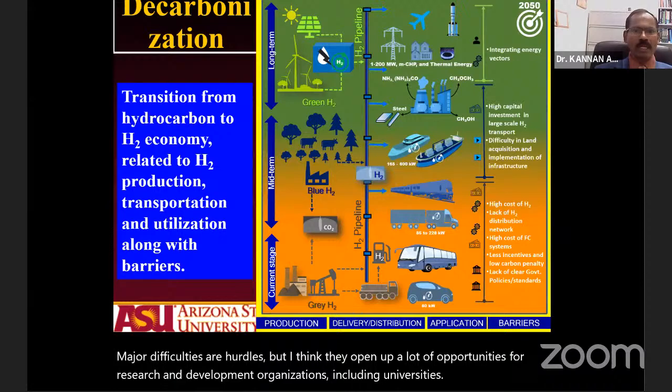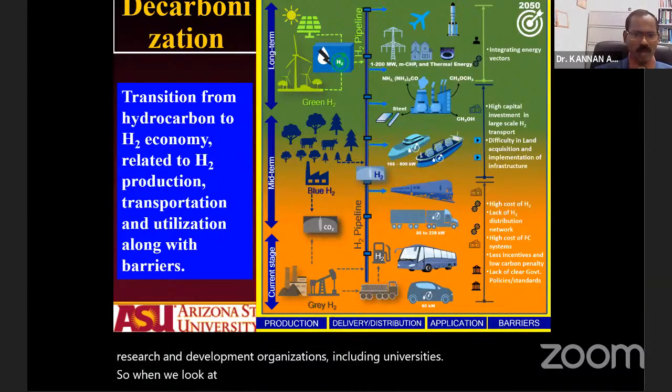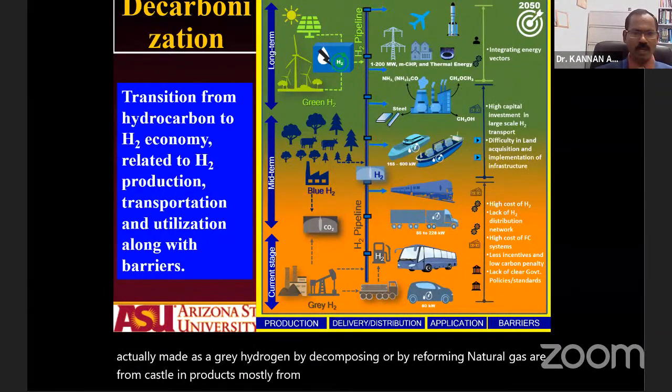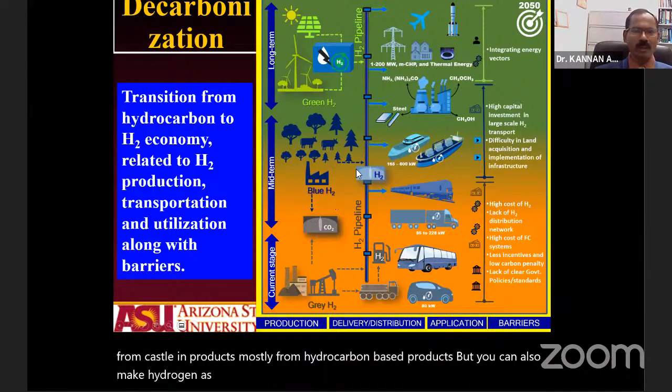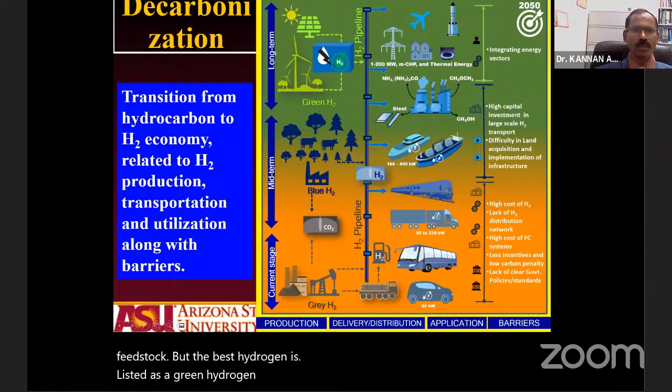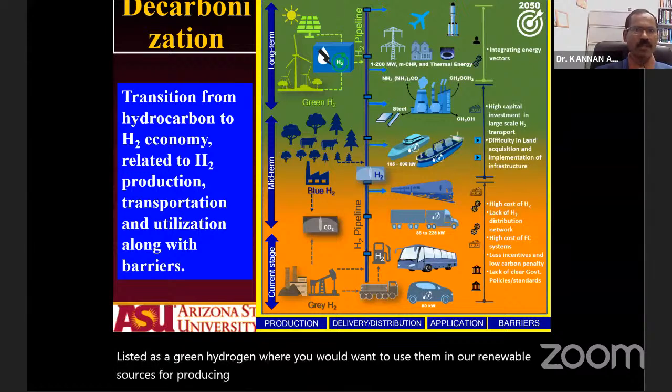So when we look at decarbonization through hydrogen, hydrogen can be made as a gray hydrogen by decomposing or reforming natural gas or gasoline products, mostly hydrocarbon-based products. But you can also make hydrogen as a blue hydrogen, where you can use biomass as a feedstock. But the best hydrogen is listed as a green hydrogen, where you would want to use renewable sources for producing hydrogen, including solar, wind, and other related technologies.